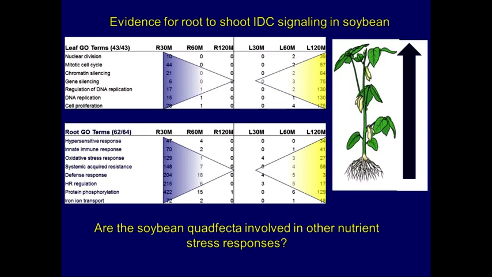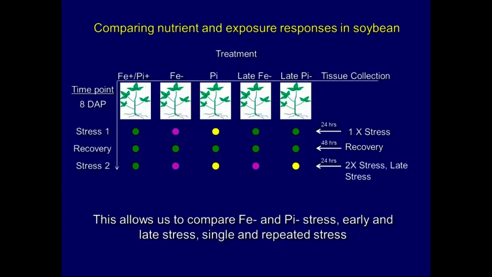When we look at the root GO terms, we see the same pattern, where they're on at 30 minutes in the roots, and it takes quite a bit for their activation to occur in the leaves. So we think the model for soybean is that there's actually a quadfecta of responses, but the signal is going from the root to the shoot, which is very different from what we see in Arabidopsis. This was really cool, and we were really excited about this.